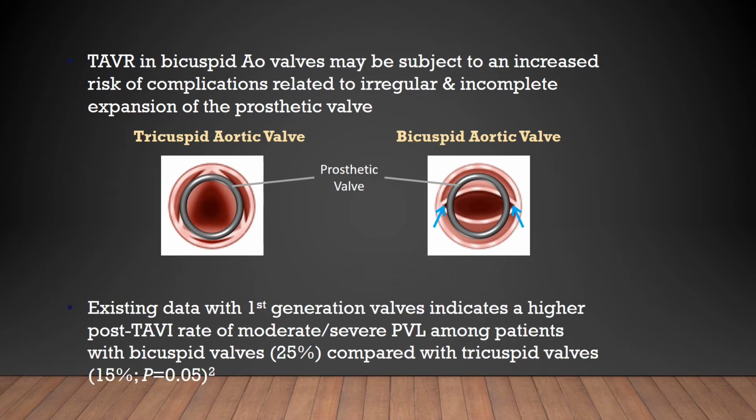If you look at the existing data with first generation valves, we know that there may be a higher risk of having moderate or severe PVL, to the tune of 25% compared to tricuspid valves, which is lower, to the tune of 15%.